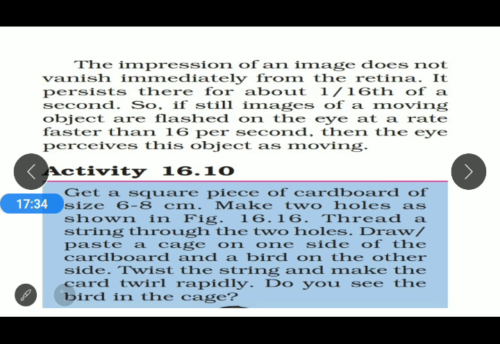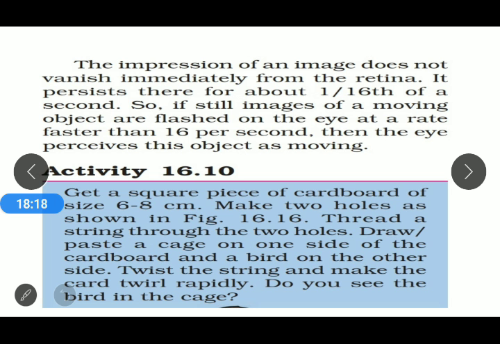Now there is a very interesting thing: the impression of an image does not vanish immediately from the retina. It persists there for about 1/16th of a second. That means whatever object we have seen in our surroundings, the image of that object exists in our retina for about 1/16th part of a second, and after that the image is removed.